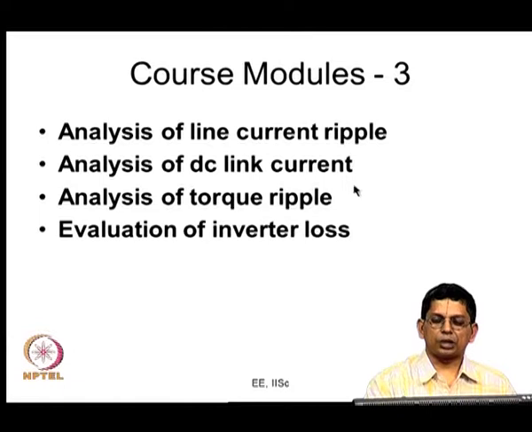the RMS current through the capacitor, that determines the power loss in the capacitor, that determines the heating in the capacitor and the life of the capacitor. Therefore this DC link current is something very important from the capacitor point of view. So, we had a detailed discussion on the DC link current also.